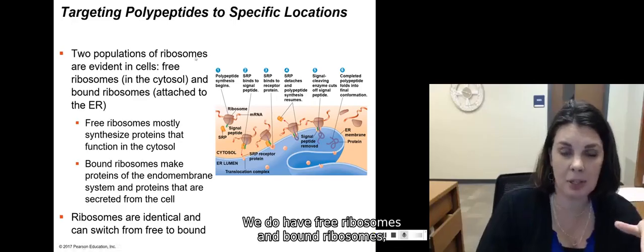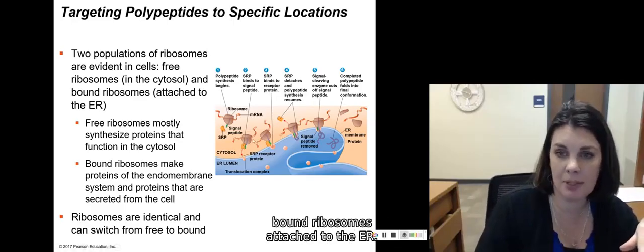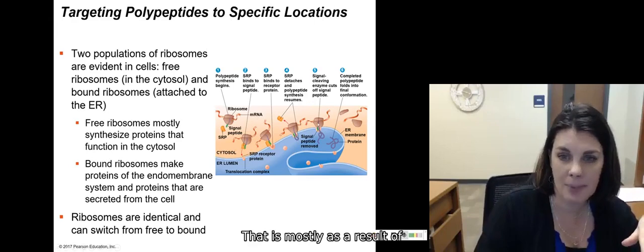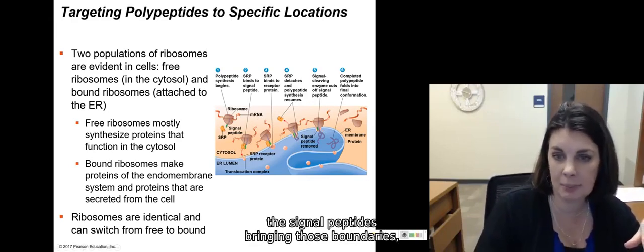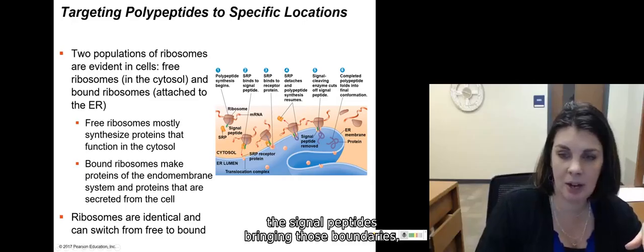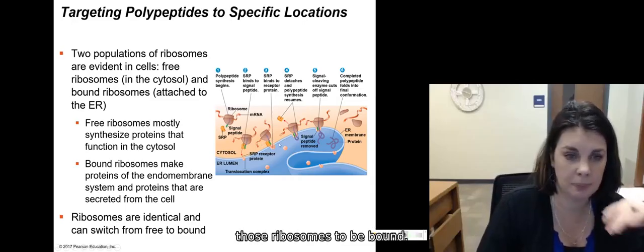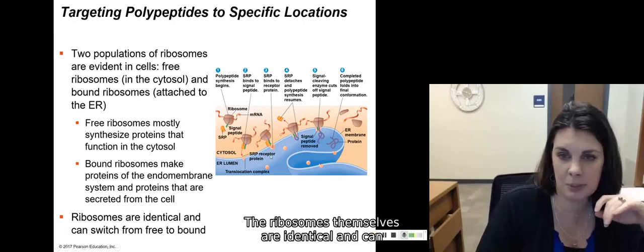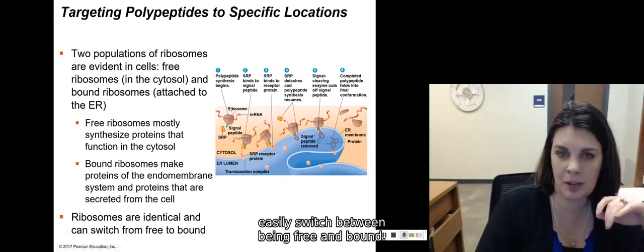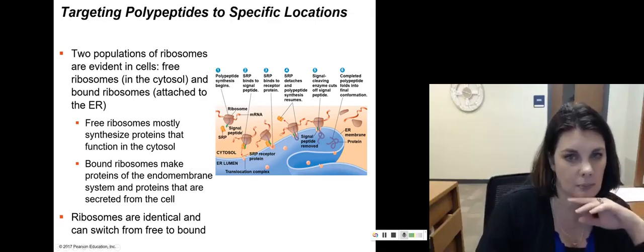We do have free ribosomes and bound ribosomes. Free ribosomes in the cytosol and bound ribosomes attached to the ER. That is mostly as a result of the signal peptides bringing those ribosomes to be bound. The ribosomes themselves are identical and can easily switch between being free and bound.